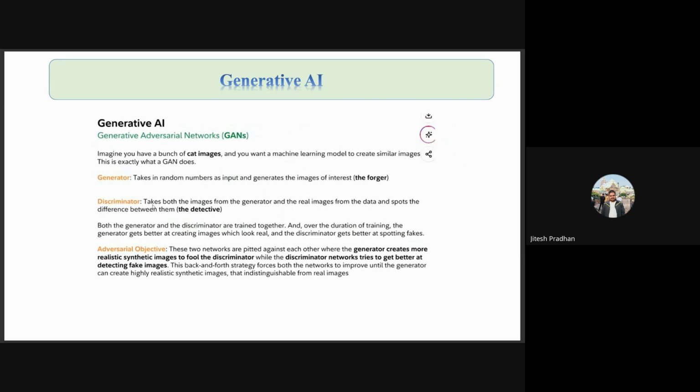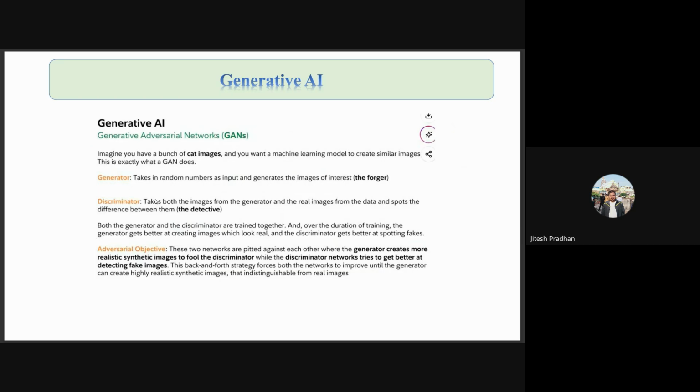Now if the currency is real, then the discriminator has to update, because it has failed to discriminate. If the currency is fake, then the detective, or the discriminator, will tell the generator that whatever you have generated is fake, you need to update. Based on that, the generator will be updated. So this is the type of learning where the generator generates, the discriminator tries to detect. Based on the detected information, the generator will adjust its weights and try to generate again. So it's a kind of continuous loop.